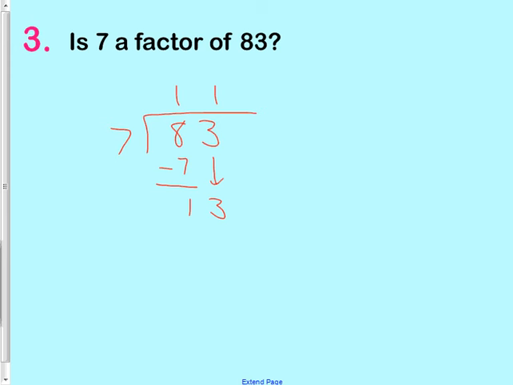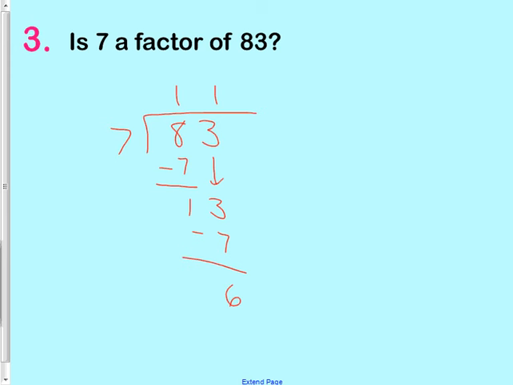And 7 goes into 13 how many times? Once. And then I put 1 times the 7 makes 7. And then 13 minus the 7, what do I have left? A 6. So that 6 is called my remainder.